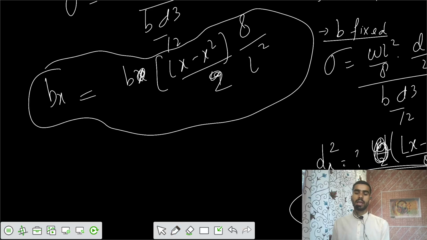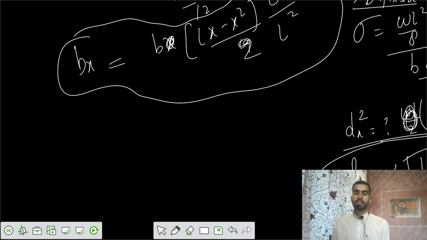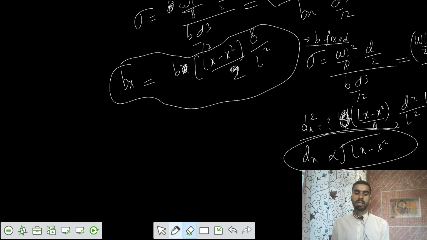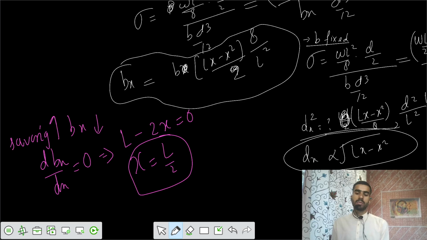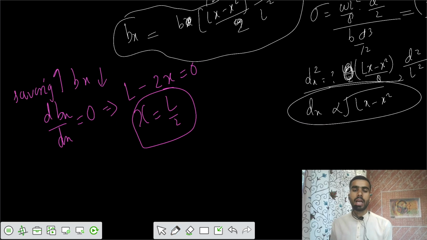If you want the width to be minimum, that means saving to be maximum, then bx should be minimum. So if we differentiate that function of width, dbx with respect to x, and solve that equal to 0, we get L minus 2x equals to 0. So we got a value of x equals to L by 2. That means the width would be maximum at L by 2.